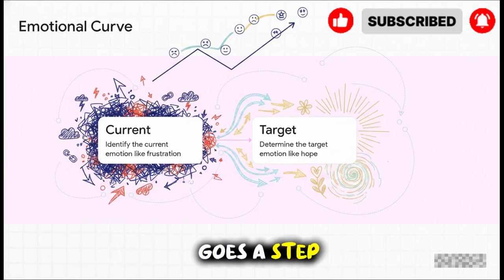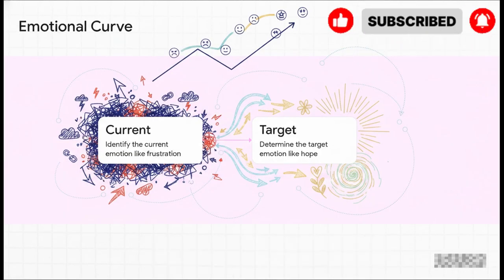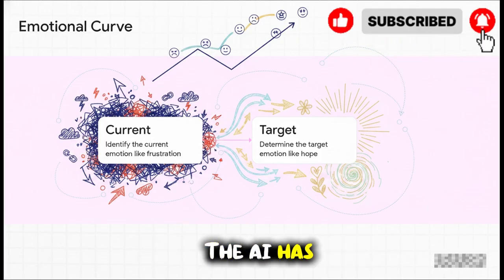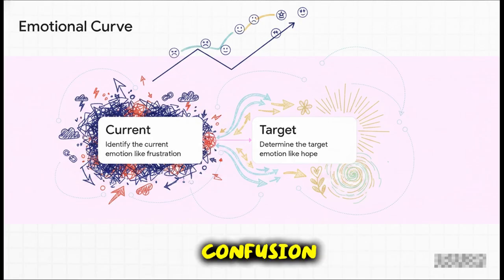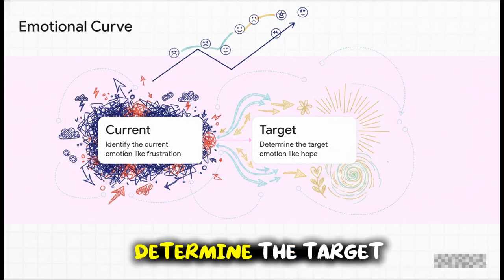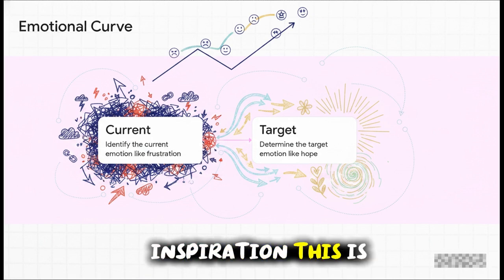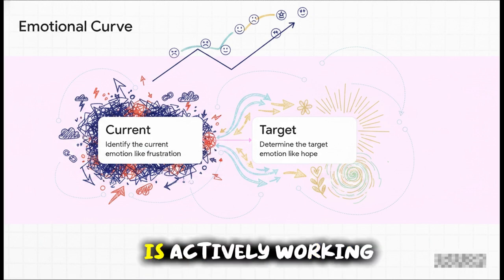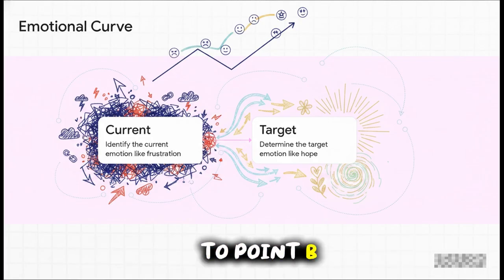And it goes a step further by calculating what the blueprint calls the emotional curve. For every single section of that narrative flow we just talked about, the AI has to identify the current emotion, something like frustration or confusion, and then explicitly determine the target emotion, like hope or inspiration. This is absolutely crucial because it ensures every single visual on screen is actively working to move the audience's psychology forward from point A to point B.